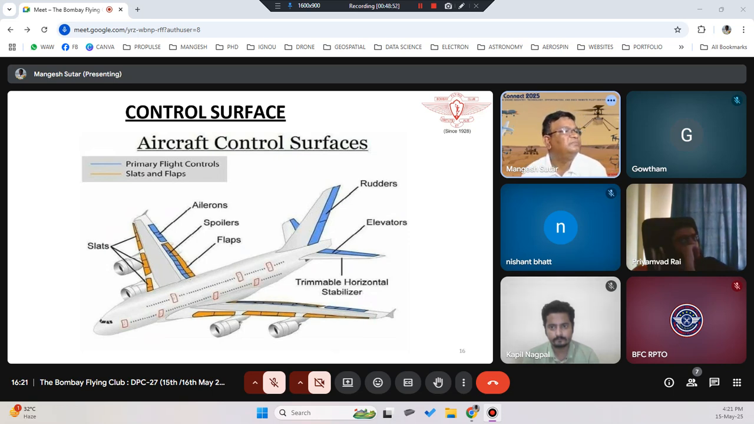Any questions? Can you repeat about slats, spoilers, and flaps one more time? And what are trimmable horizontal stabilizers, sir? Trimmable means you can adjust. Okay, so sometimes what happens, if you see here the rudder.